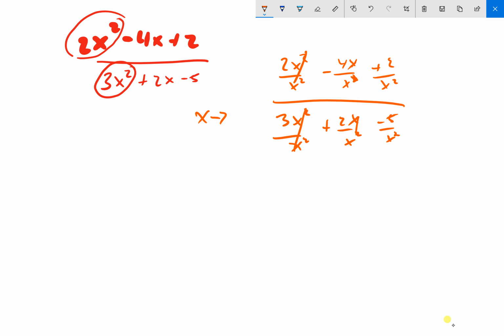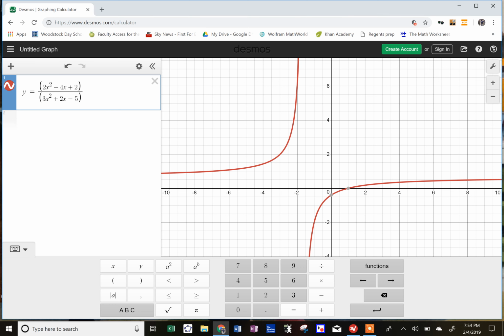So as x tends towards infinity, well, this is gone. So this 2 will remain the same. Here, we're going to get minus 4 over, well, as it goes towards infinity, it's going to become 0. So I'm going to get rid of that. And this is 2 over infinity, which is going to be towards 0. And then here I'm going to get 3 plus 2 over infinity, which is 0, minus 5 over infinity, which is also 0, which means I get 2 over 3. So as x goes towards infinity, we're going to get a straight line at 2 thirds. All right, our horizontal asymptote is going to be at 2 thirds.